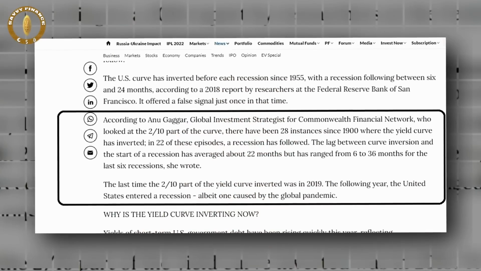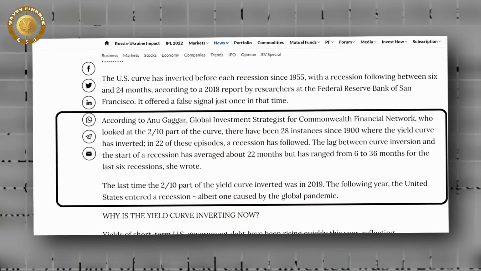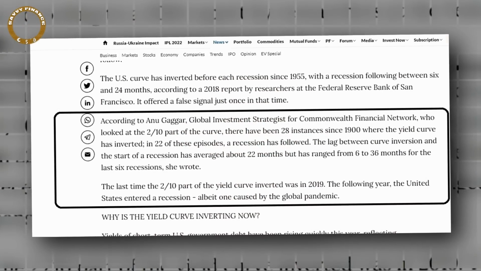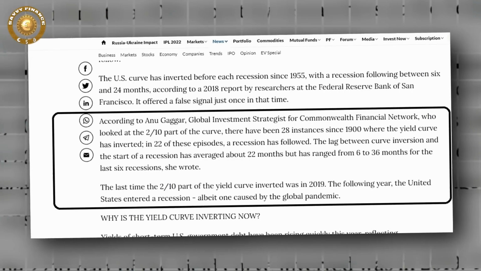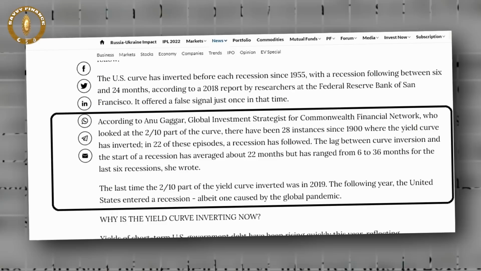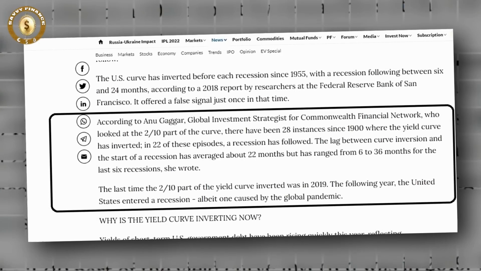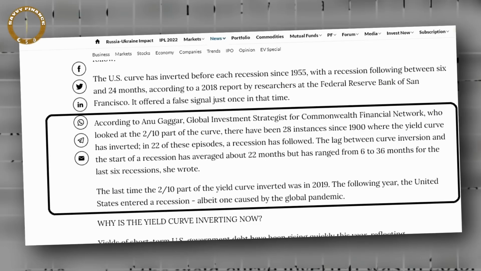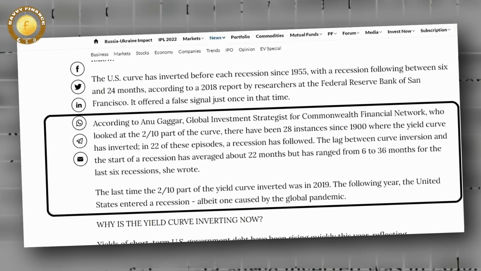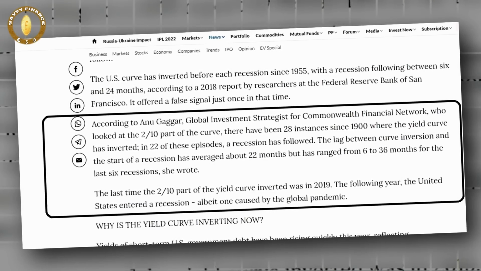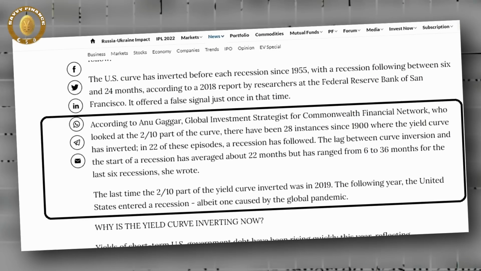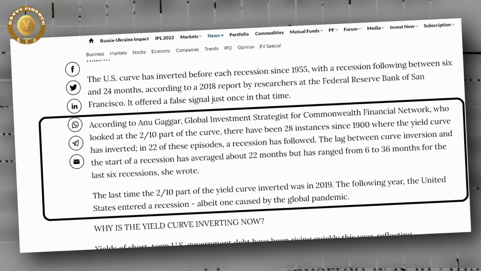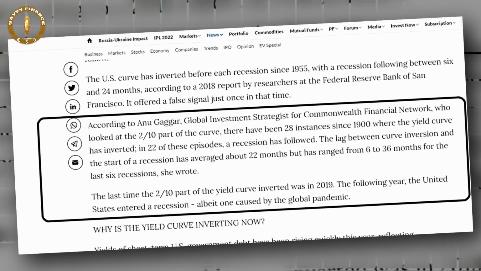According to Anu Gaggar, global investment strategist for Commonwealth Financial Network, who looked at the 2-year to 10-year part of the curve, there have been 28 instances since 1900 where the yield curve has inverted. In 22 of these episodes, a recession has followed. The lag between curve inversion and the start of a recession has averaged about 22 months, but has ranged from 6 to 36 months for the last 6 recessions, she wrote. The last time the 2-year to 10-year part of the yield curve inverted was in 2019. The following year, the United States entered a recession, albeit one caused by the global pandemic.